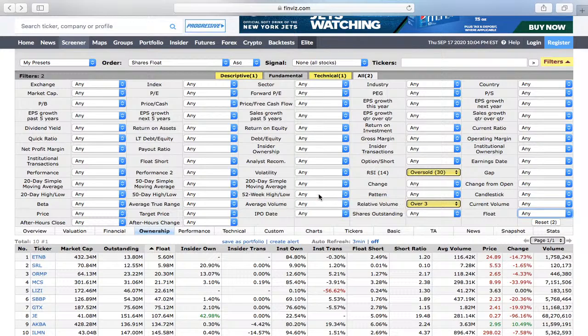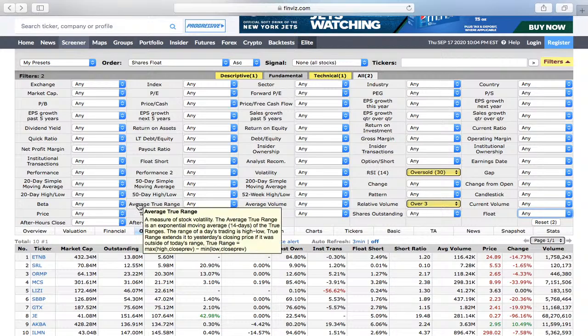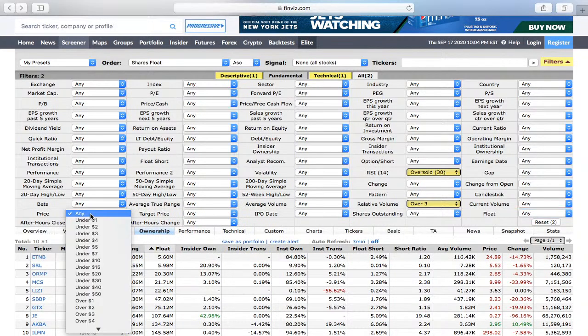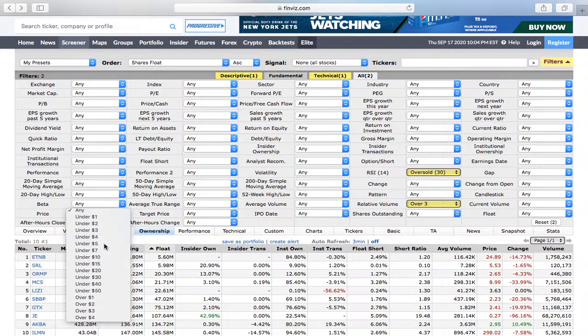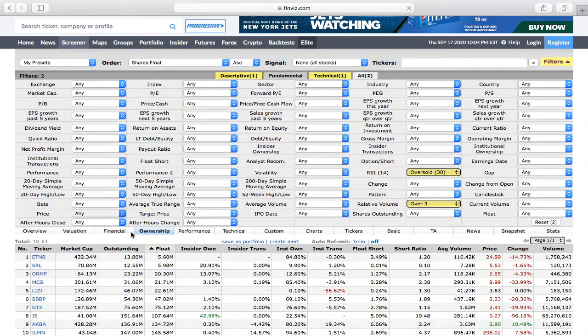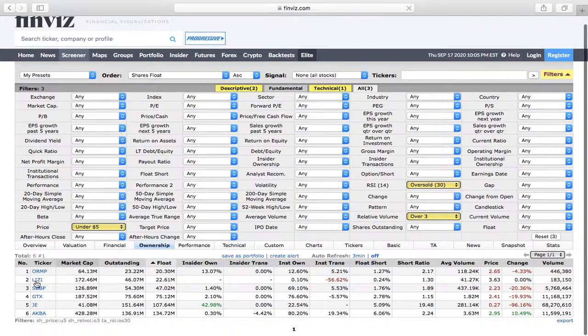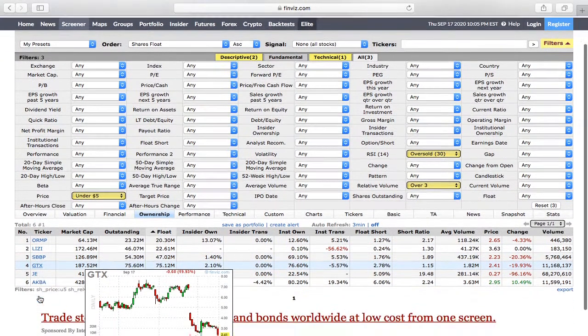So yeah, so that is this scan. That is going to be the basic stock scan. So a possible low float, possible breakout. So oversold, over three relative volume. If you want to do just penny stocks, you can just do the under $5, which is your typical penny stock. That'll narrow it down even more to just these ones right here.